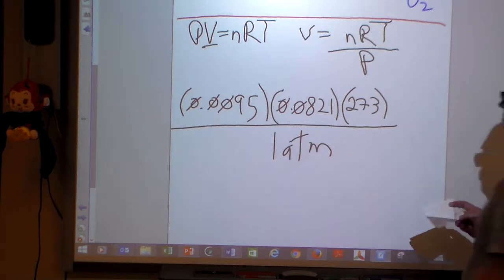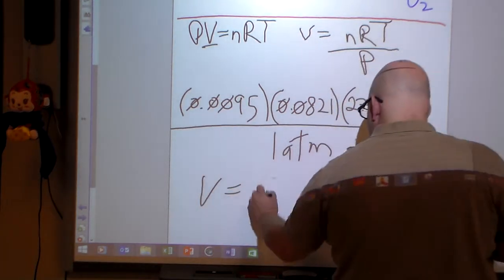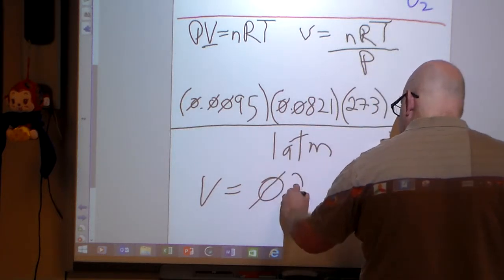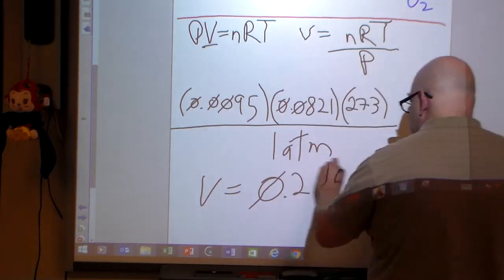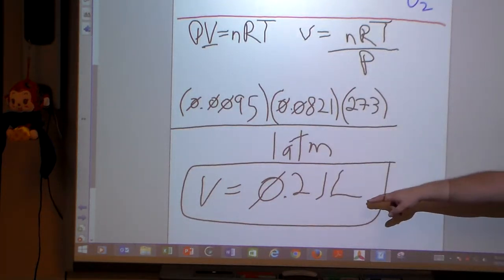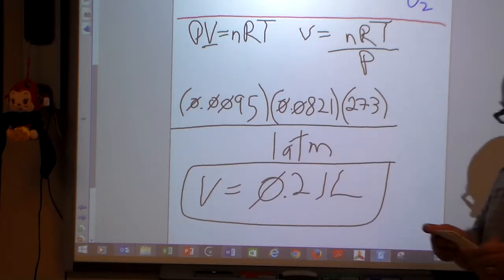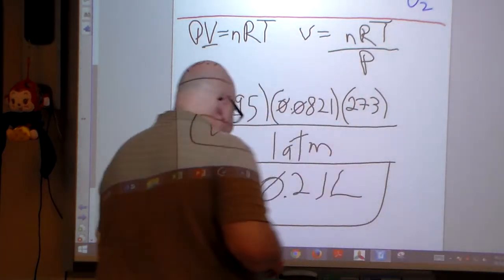Okay, so our volume, ladies and gentlemen, at the end, when all the crying is done, 0.21 liters. And I know that Sally and Charlie would approve of this. So yeah, that's our answer for this particular problem, okay?